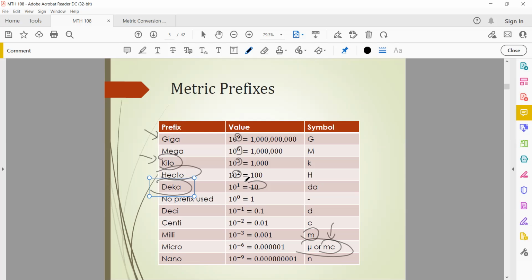So hopefully everyone knows what I'm referring to when I say things like that. Like when I say mega is associated with 6, it doesn't mean that a megameter is 6 meters. It means that it's 10 to the 6 meters. So those are all the prefixes.